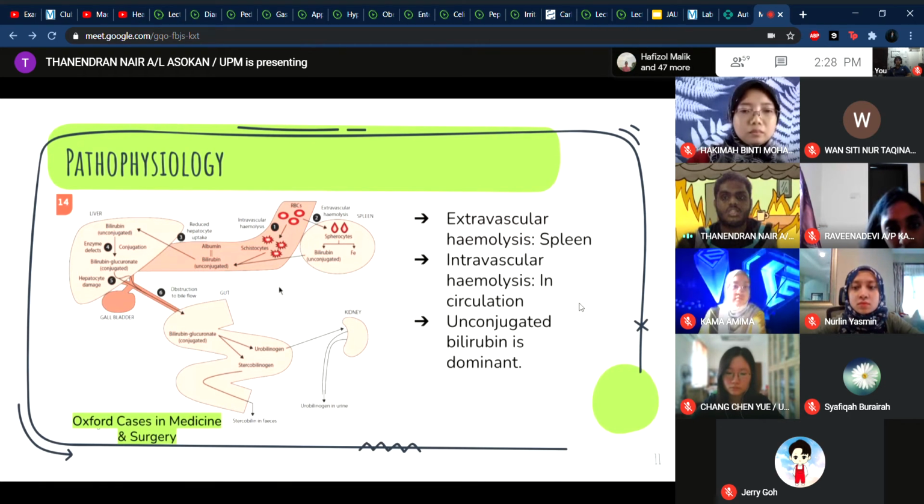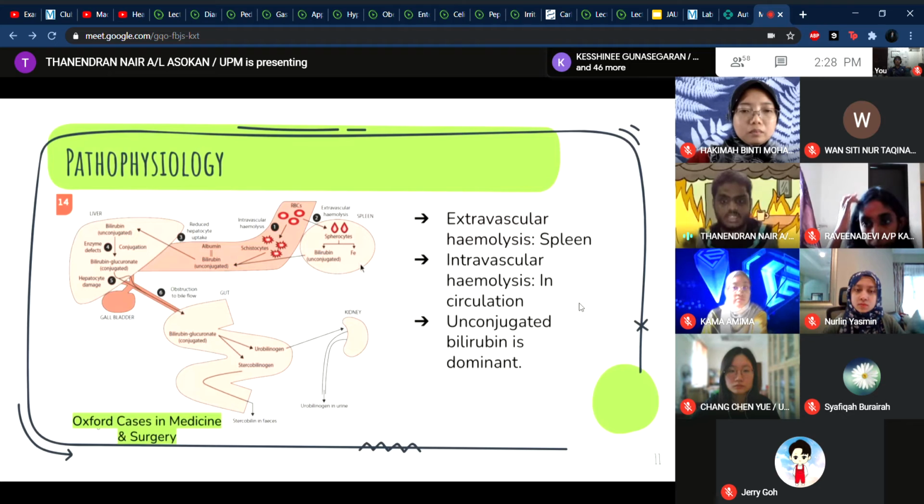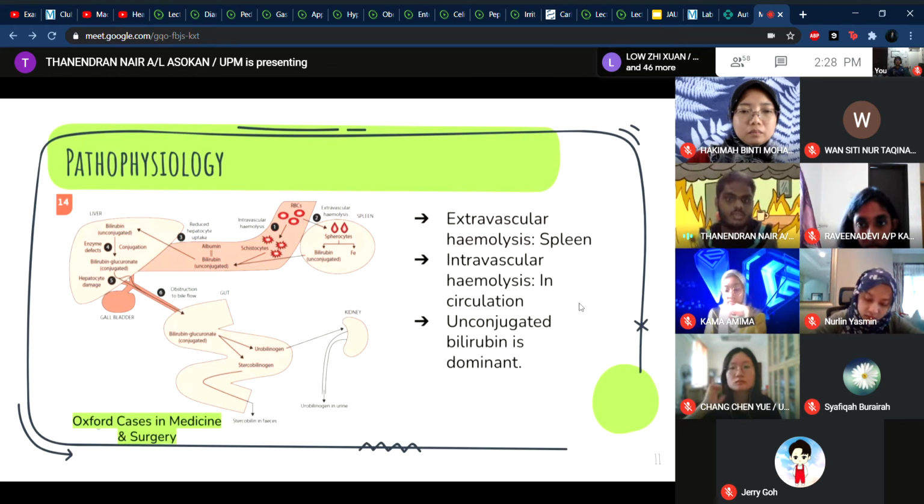jaundice occurs. So there are two types of hemolysis seen in prehepatic jaundice: extravascular hemolysis and intravascular hemolysis. Extravascular hemolysis is when there is an increased breakdown of red blood cells within the spleen. So extravascular, out of the vascular system, in the spleen. When there is extra work being done by the spleen to break up the red blood cells, this leads to splenomegaly, which is seen in our patient. Intravascular hemolysis, however, is hemolysis that occurs in the circulation. In both types of hemolysis, unconjugated bilirubin will be the dominant type of bilirubin seen.